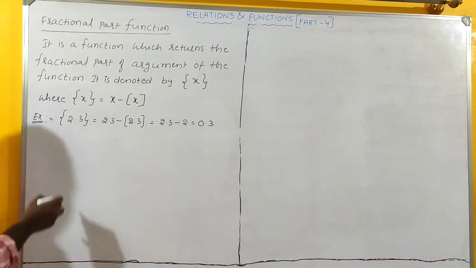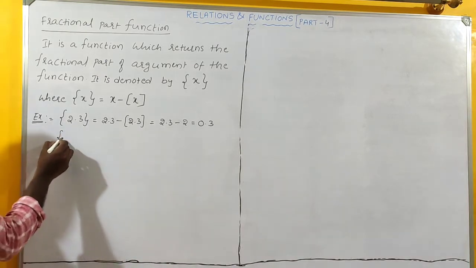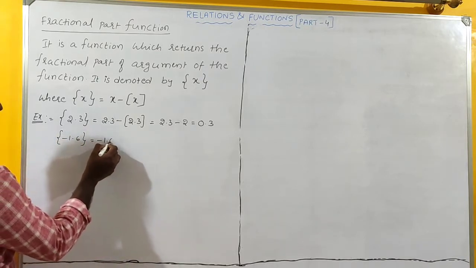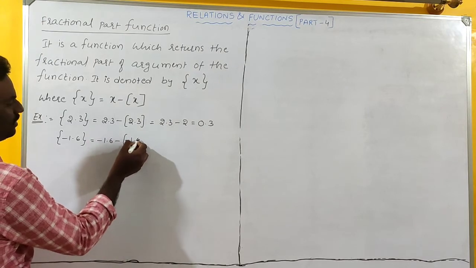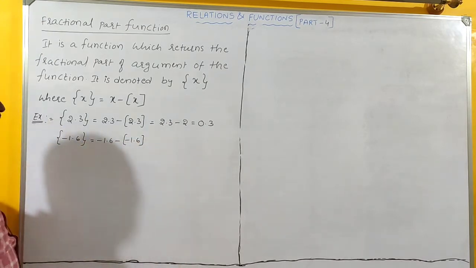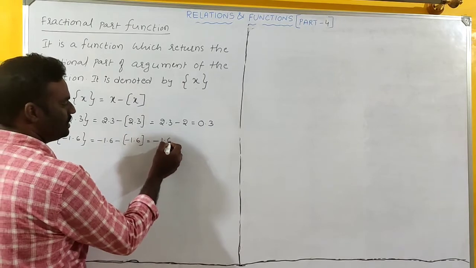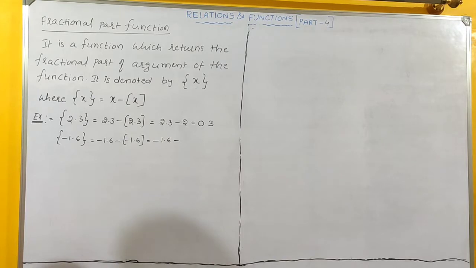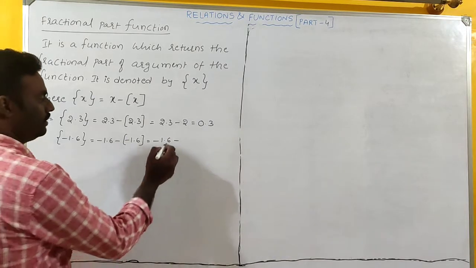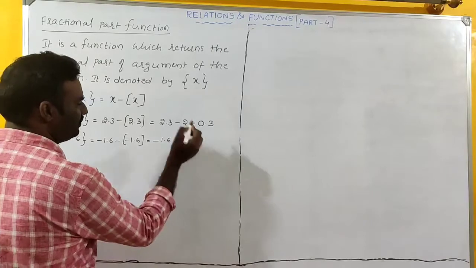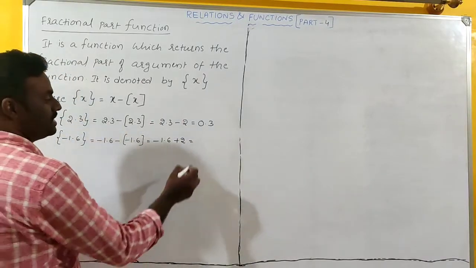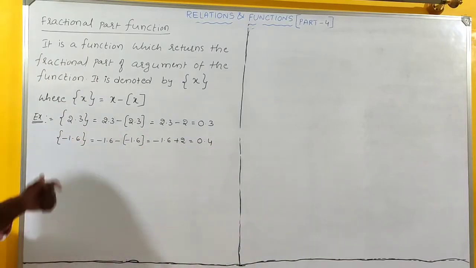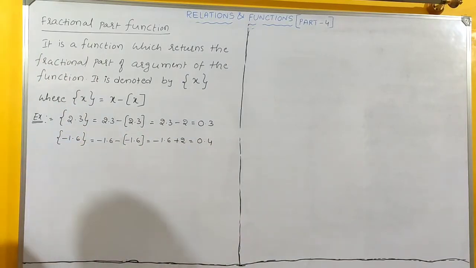Okay. Now I can take one more example: minus 1.6. That equals minus 1.6 minus step of minus 1.6. Step of minus 1.6 gives the preceding integer, minus 2. Then minus of minus is plus 2. 2 minus 1.6 is nothing but 0.4. Therefore, these are the examples for this fractional part function.